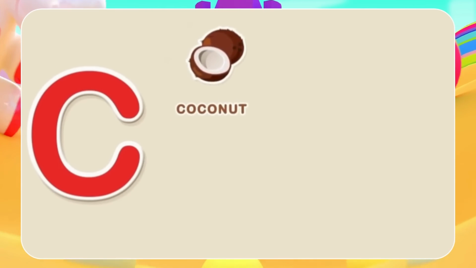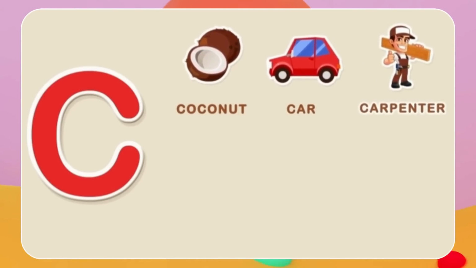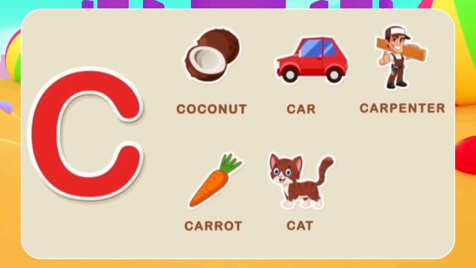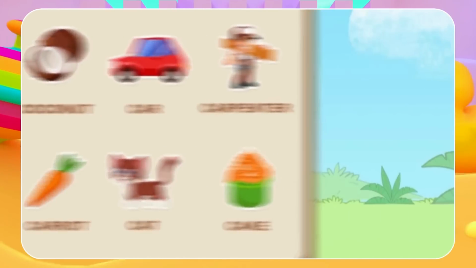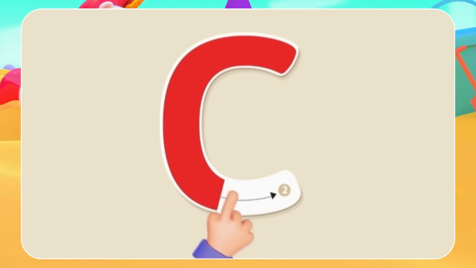C. C is for coconut, car, carpenter, carrot, cat, cake. Now, let's learn how to trace the letter. Perfect.